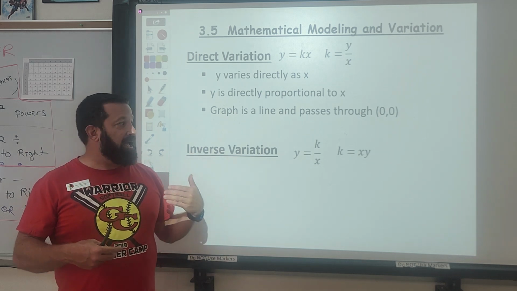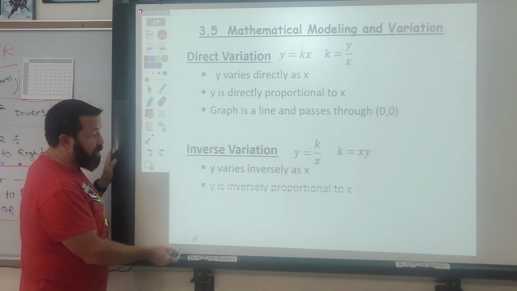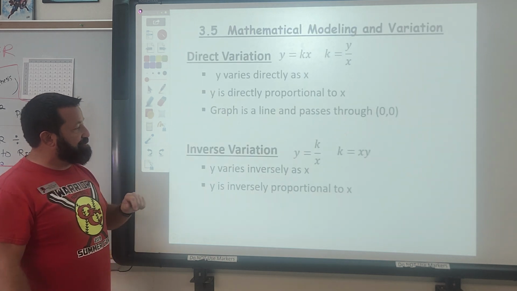Or if you quadruple the x value, the y value would be quartered. Okay? And it would look like y varies inversely as x, or y is inversely proportional to x, and so forth.